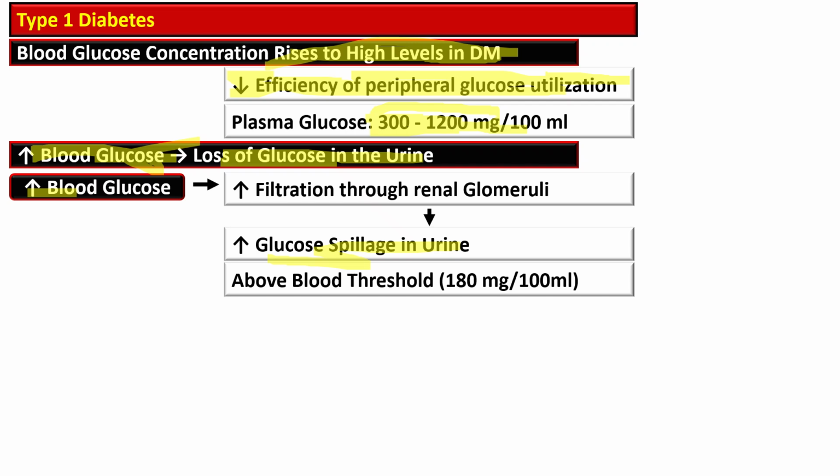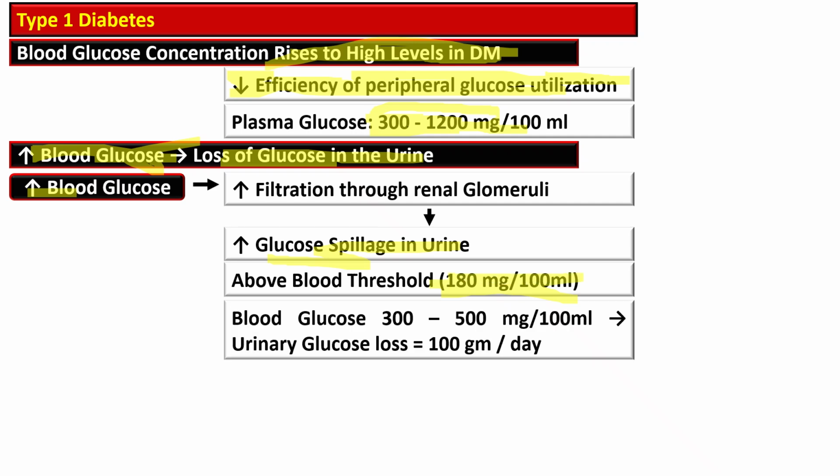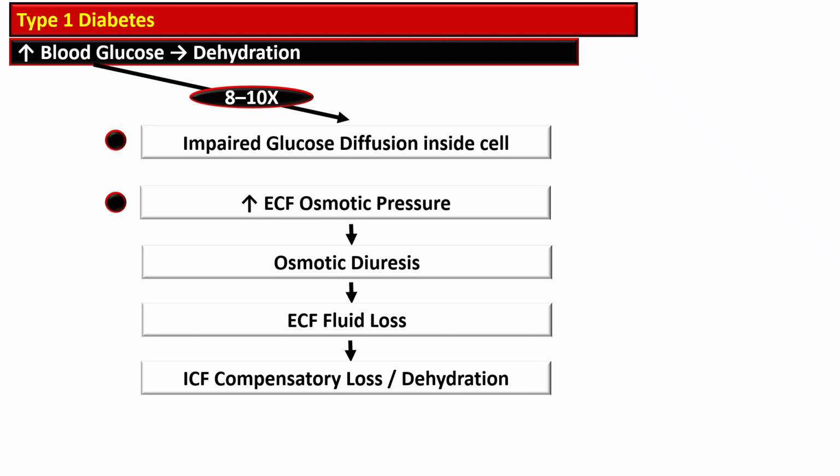Above 180 milligram per 100 ml, the renal threshold, at 300 to 500 milligram per 100 ml blood glucose, the urinary loss of sugar is about 100 gram per day. So this leads to energy loss since glucose is being wasted rather than used by the body. Severe hyperglycemia will exert an osmotic effect.